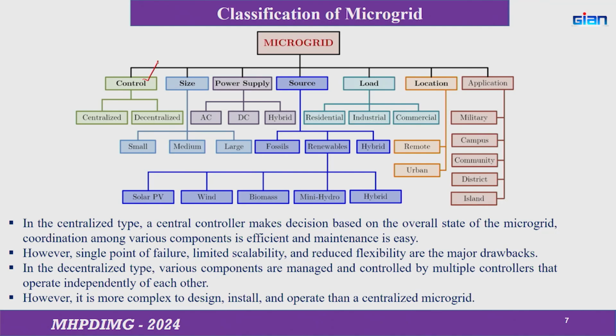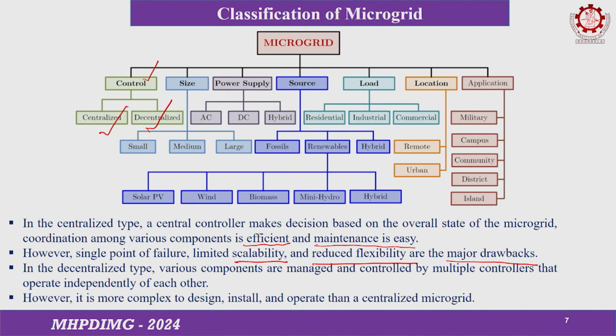Based on the control, the microgrid can be a centralized type, where a central controller makes the complete decision. Coordination and maintenance here are easy, and it gives better efficiency. However, it has a single point of failure: in a centralized microgrid, if there is a common point failure, then the entire system fails. That is the main limitation. It also gives limited scalability and reduced flexibility. Those are the major drawbacks of centralized microgrid systems. But when we go for decentralized control, each component can be controlled independently.